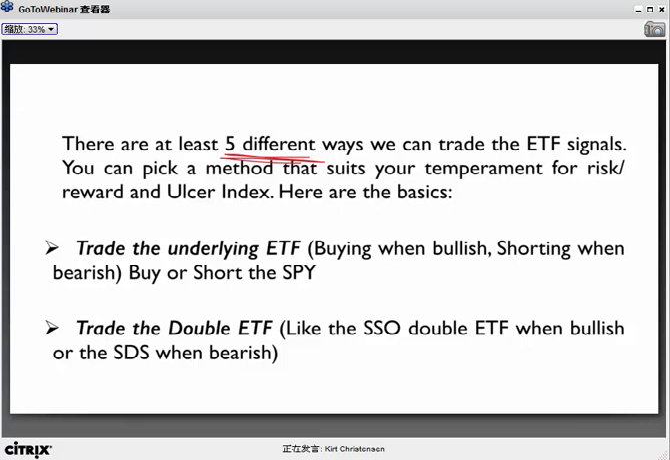So of course you can trade the single ETFs. You can go buy when bullish, short when bearish, or in this case, buy or short the SPY, the S&P 500, which would be the SPY. Now, if you want to amp up your returns, you can trade the double ETFs, like the SSO double ETF when bullish or the SDS when bearish.